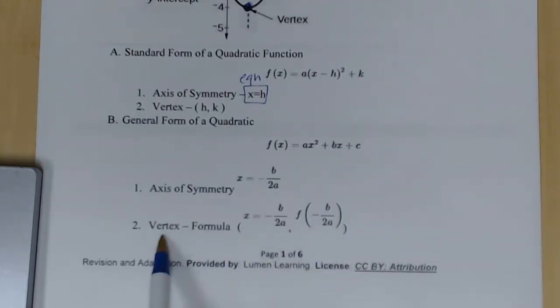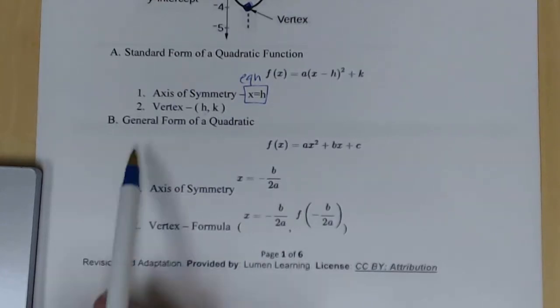So you'll notice for our vertex formula, x equals negative b over 2a is my x. And f of that, meaning take your x value and plug it into your original, would be your y. So as we go throughout this lesson, you're going to see us using both of these as we go forward and ask and answer questions about them.